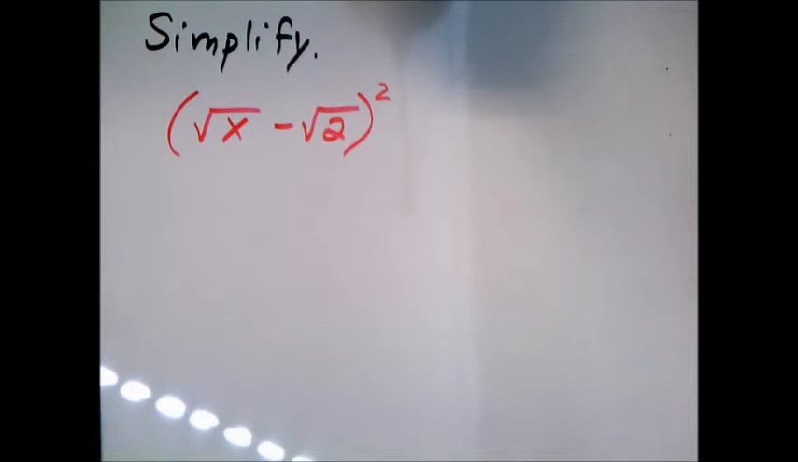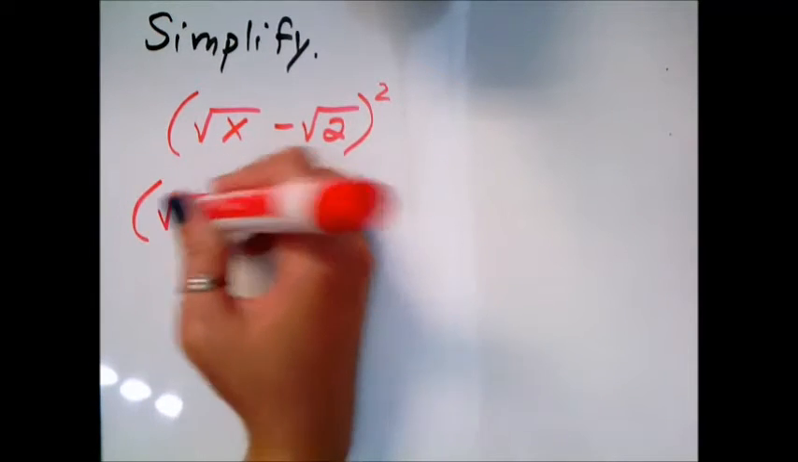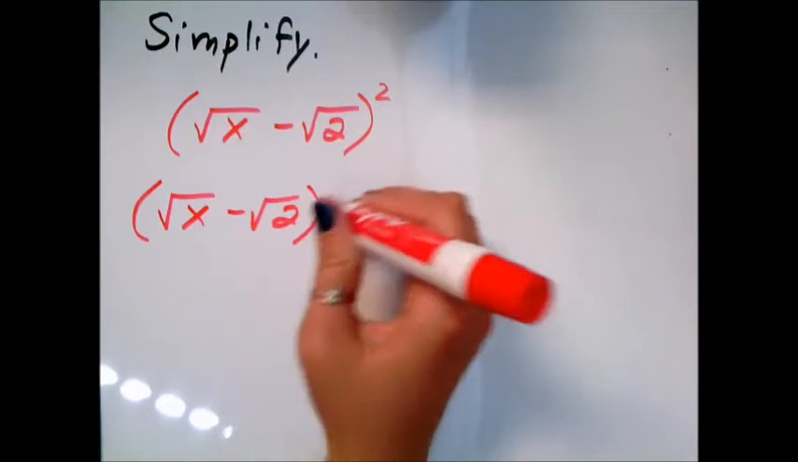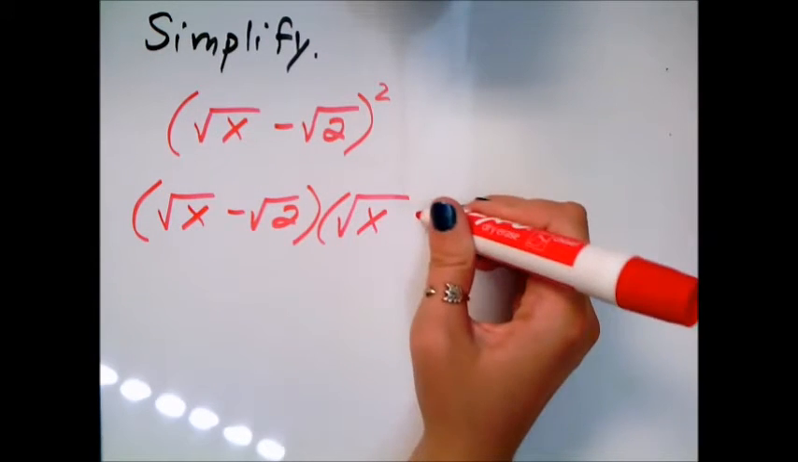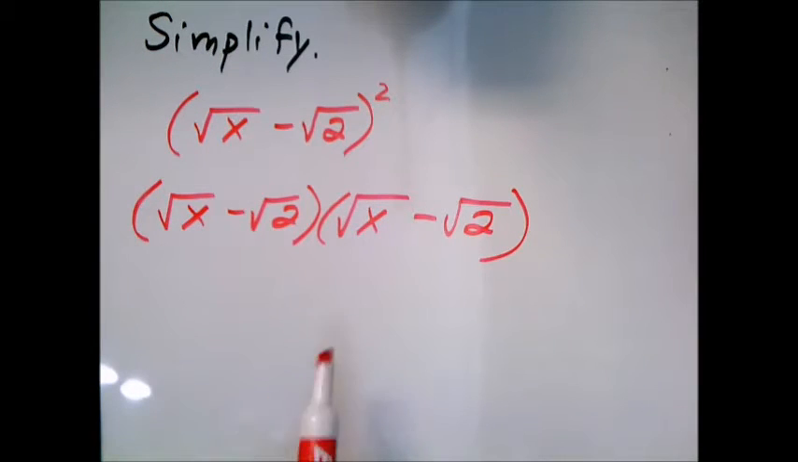Here we're going to look at foiling when there's square roots, and they're just having us do this so that hopefully we pick up on some of the patterns. So here, remember, something squared means something times itself. So I definitely first always write it as something times itself. It's a lot harder to foil if you can't see your pieces, your first, outside, inside, last.